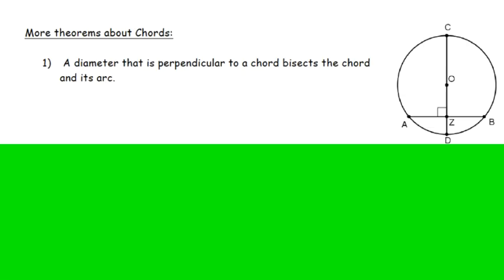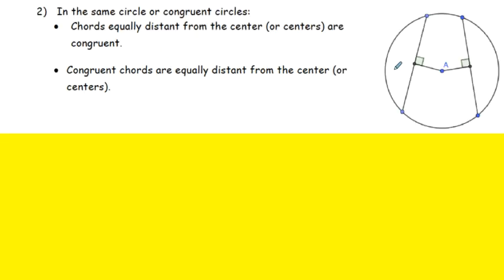All right, so these chord theorems that I just went over, here's a recap of it. A diameter that's perpendicular to a chord bisects the chord and its arc. So we know that these are going to be equal and these are going to be equal. Again, it's just a review of what I just went over in the previous pages. All right, in the same circle or congruent circles, chords that are equally distant from the center like this, these chords then would be congruent to each other, okay? All right, let's apply that.